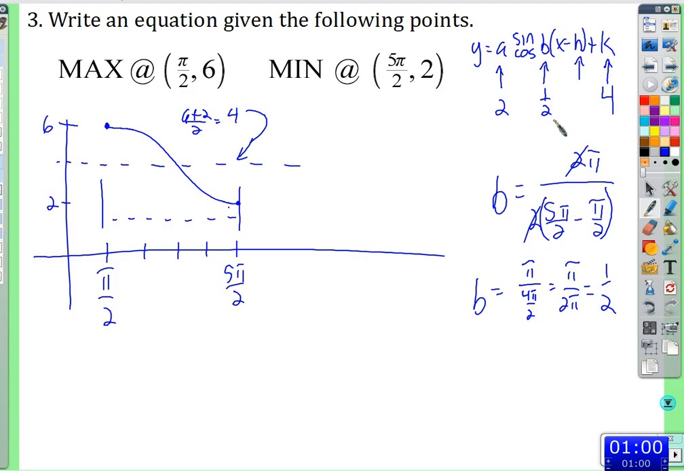And this next part can be really easy, or it can be slightly creative. What's the easy way? You can make it cosine and go from cosine max. We'll give it a horizontal shift to the right of pi over 2, which means a minus pi over 2. Y equals 2 cosine of 1/2 times x minus pi over 2, plus 4.